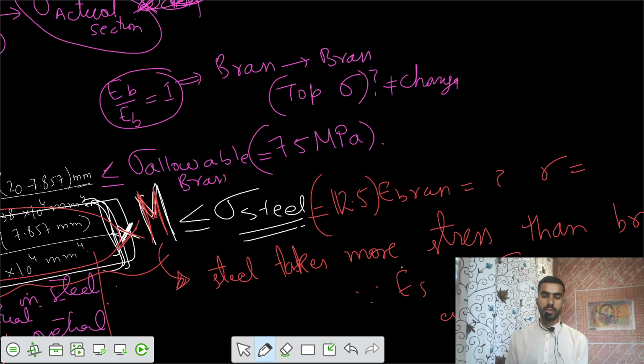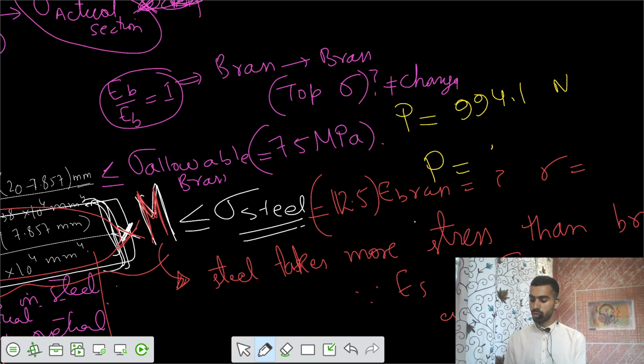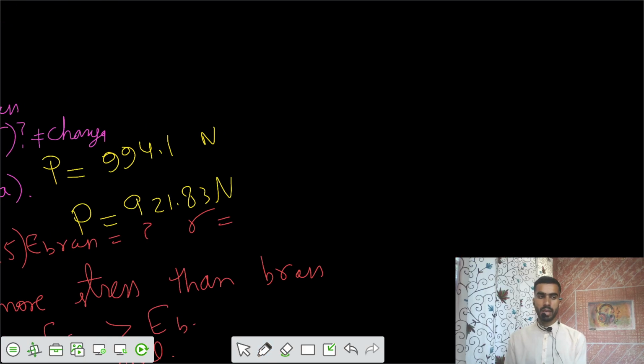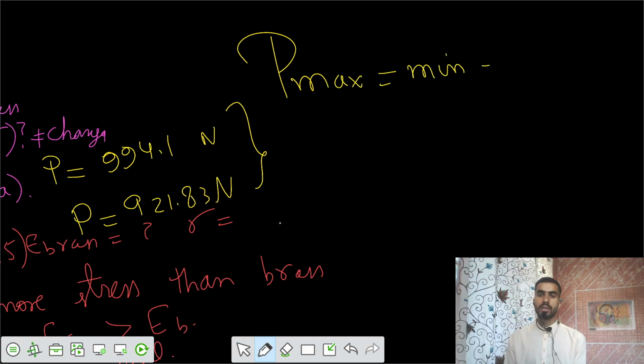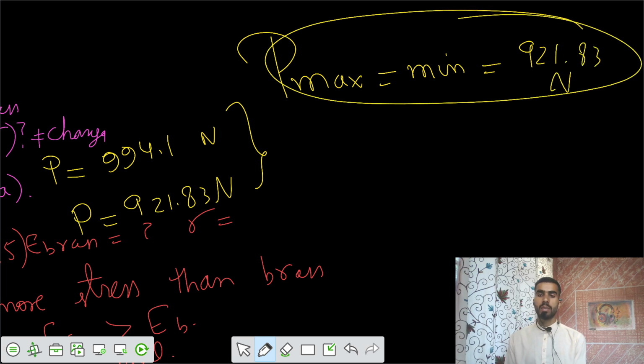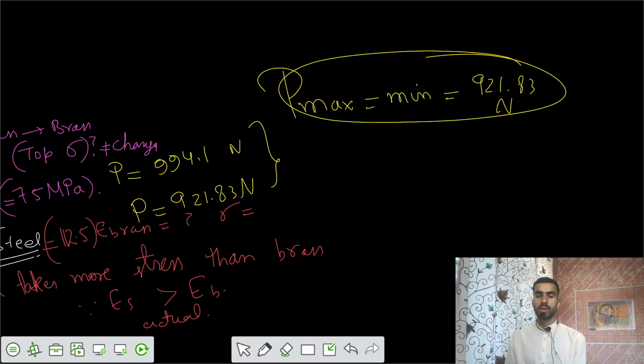Once you solve these equations, you can get different values of P. From the first case, you got P equals 994.1 Newton, and from the second case, P equals 921.83 Newton. So the maximum load you can apply is the minimum of the two, which equals 921.83 Newton. This is the maximum load you can apply on this composite section.